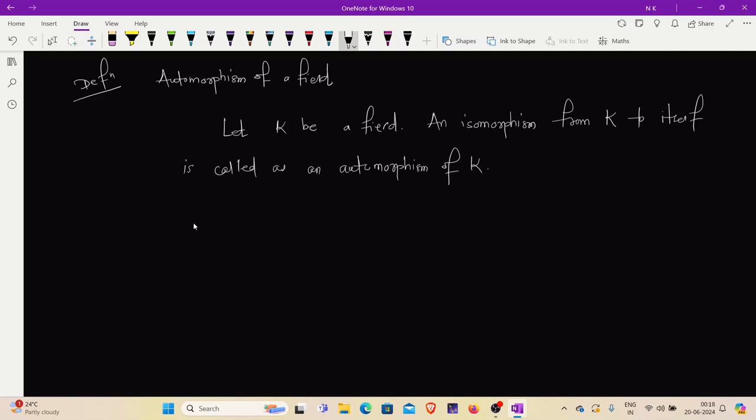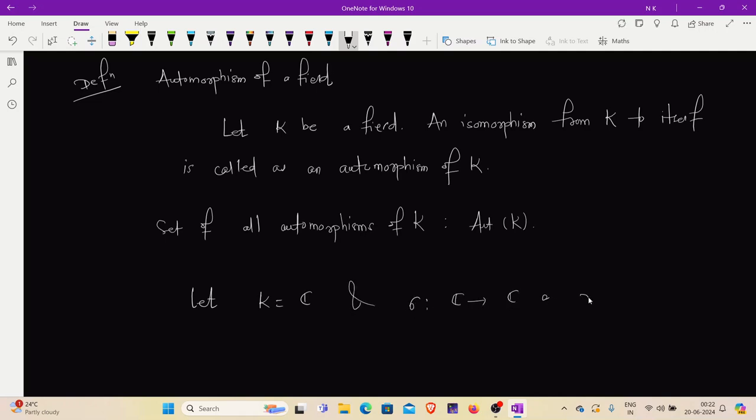So let me mention that symbol here. The set of all automorphisms of K will be denoted by Aut of K. Now let me tell you what we mean by a fixed element, but before that let me take one example. K equal to, say, complex numbers, and define sigma from complex numbers to complex numbers as sigma of z equal to conjugate of z, that is z bar.